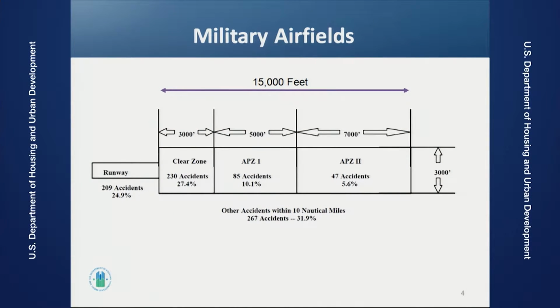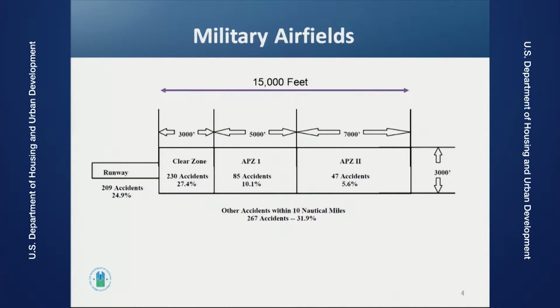Okay. This next graph that I'm going to show you really outlines military airfields. This is a diagram of the 15,000 feet off the end of a runway for a military airfield. The first 3,000 feet is what we consider the clear zone for the military airfield. This has the highest percentage of accidents. No HUD project is allowed within the clear zone of a military airfield.